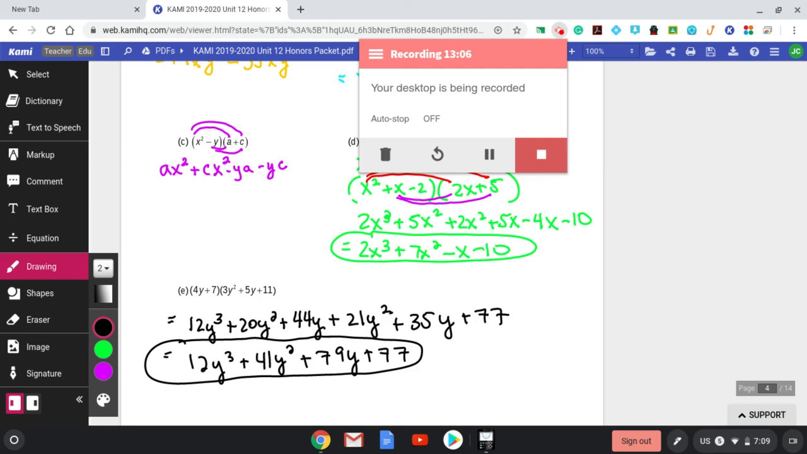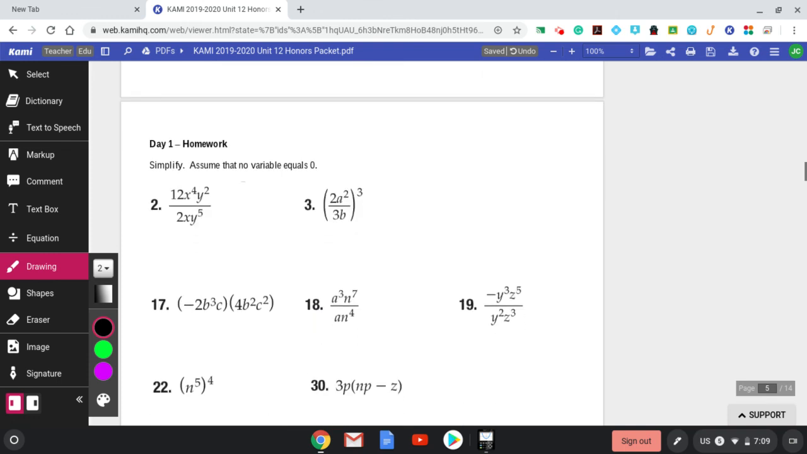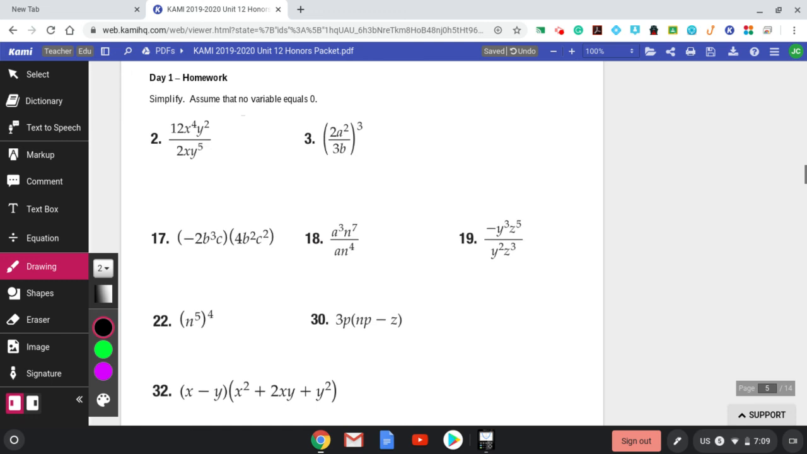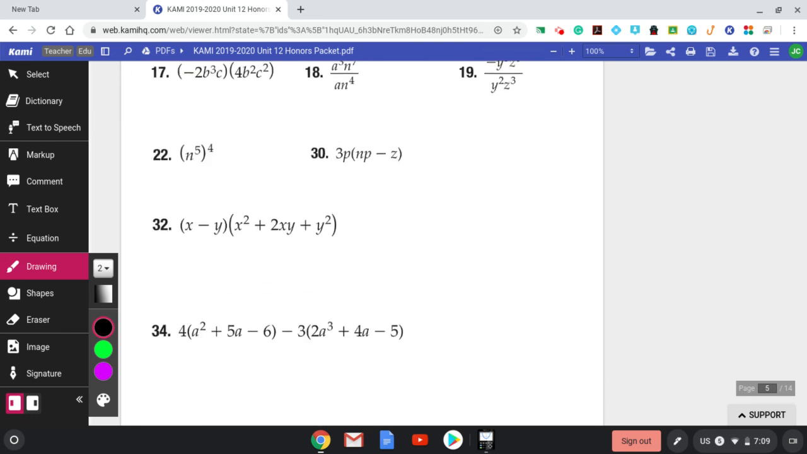Okay? Make sure you show your work on packet page 5. It's everything we've gone over. All the rules, everything we just went over right here. So take your time. I'm just looking at this right now, number 34. Make sure you guys distribute a negative 3, not just a 3.